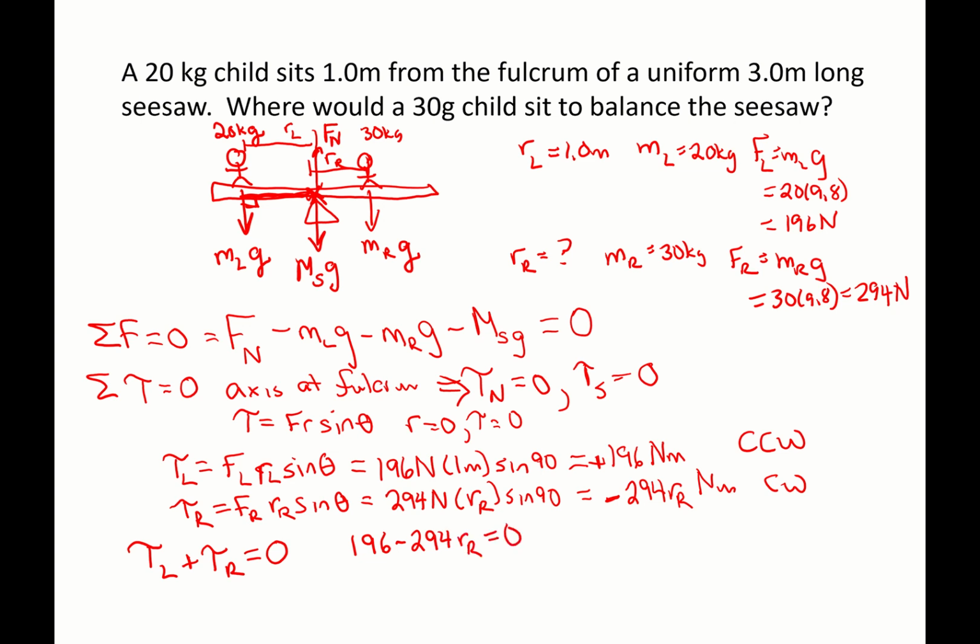And so now I can solve that. I've got one equation, one unknown. So the distance on the right is 196 over 294. So that's going to be 0.67 meters. Okay, so pretty straightforward here. We didn't really have to use the force equation. So next we're going to do a problem where we have to use the force equation.